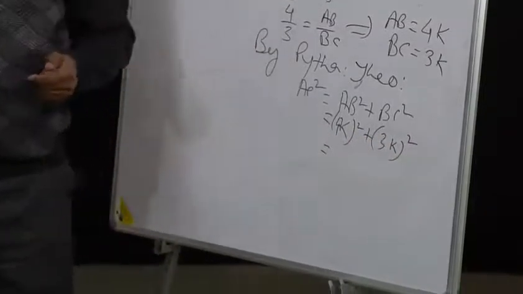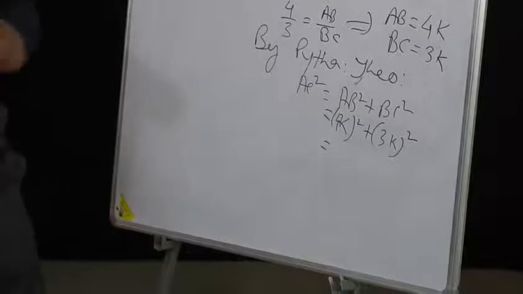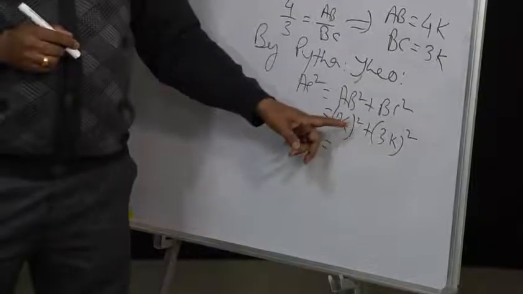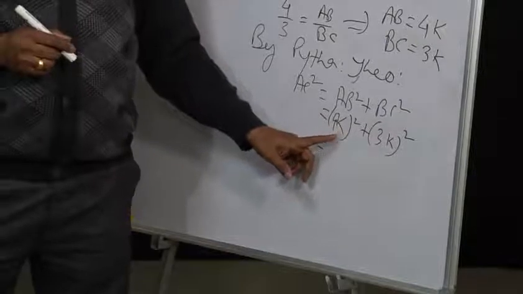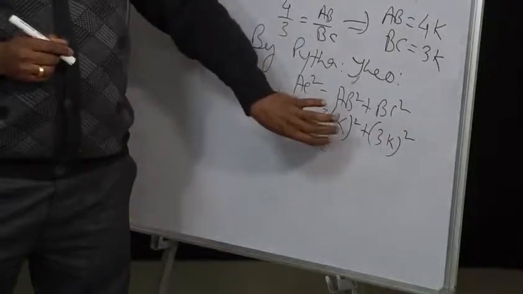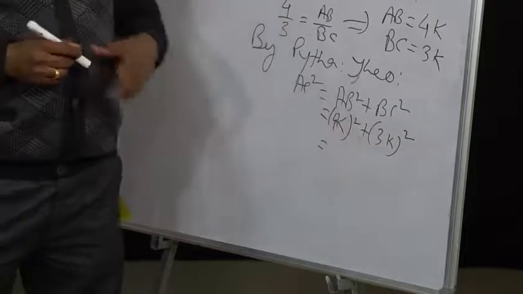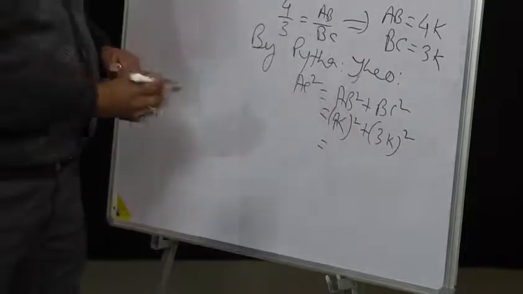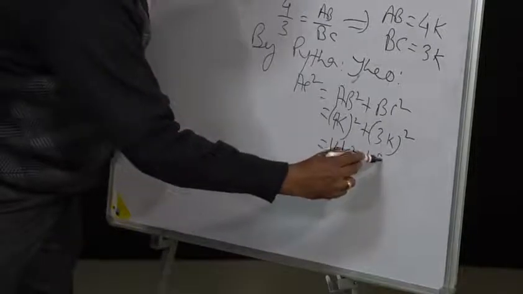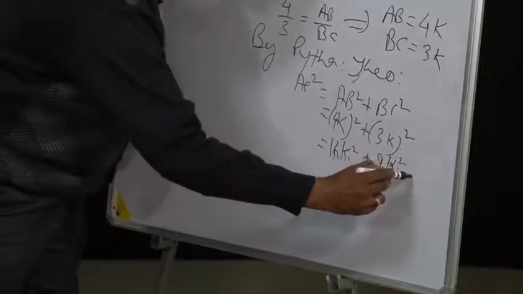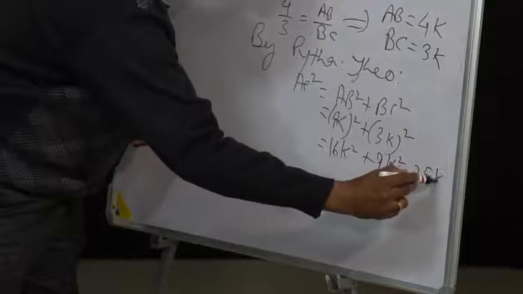So please try to remember this, because many times you can find students writing 4K square, they make the square but they forget to write K square. That's why I am using this word whole. Whole means everything inside, okay? That has to be 16K square plus 9K square. So it gives us 25K square.